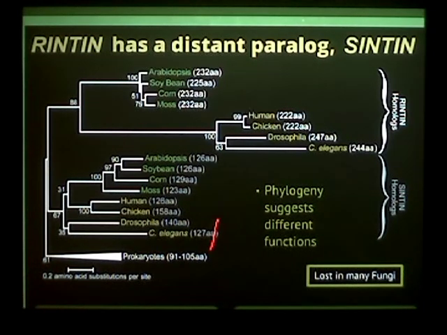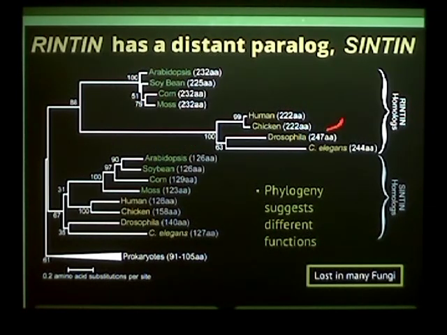And when we make a phylogeny of all these rintin and syntin genes from plants and animals, we find all the longer rintin proteins clustering together and all the shorter syntin proteins clustering together. You might notice that fungi are prominently missing from this phylogeny. And it's because, kind of like cactin, this protein has been lost at different times within fungi. It's been lost more than cactin has, actually.